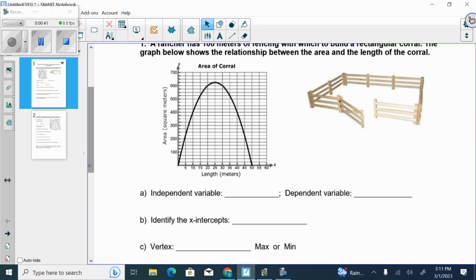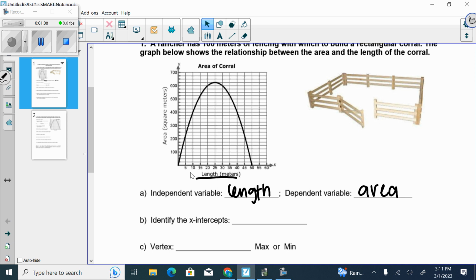So which one is usually our independent, X or Y? X. All right. And what's on our X-axis? Length. So our length is the independent variable. Meaning our dependent is our Y-axis, and what's on the Y-axis? Good. So then the next thing they ask us to do is identify the x-intercepts.